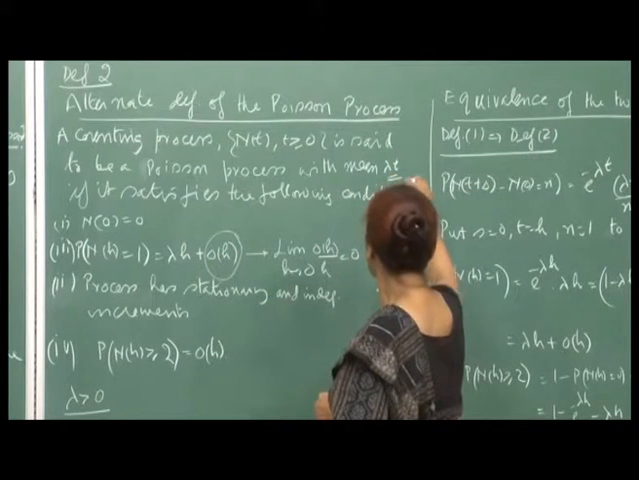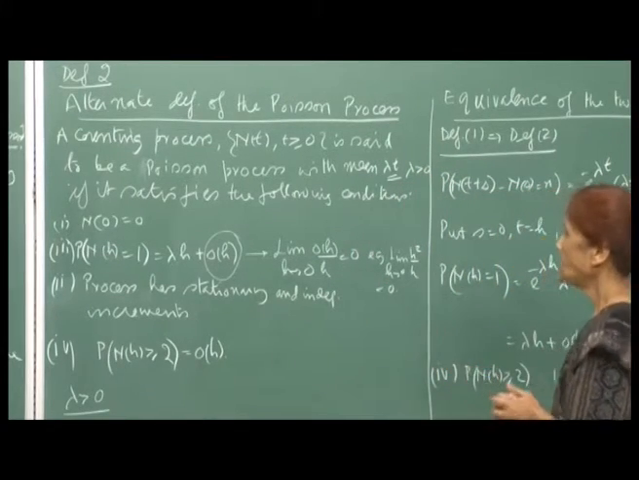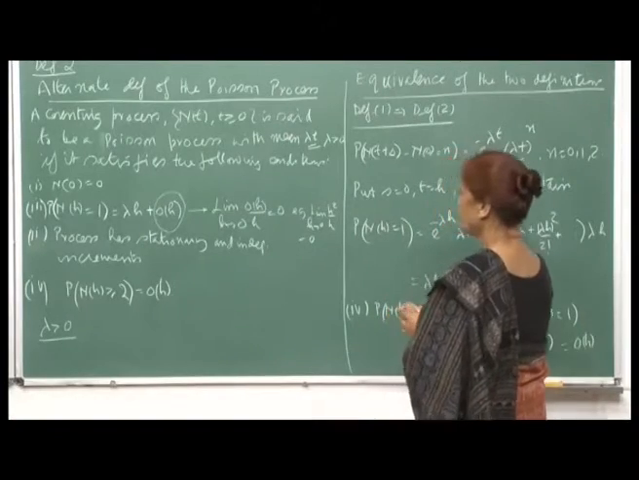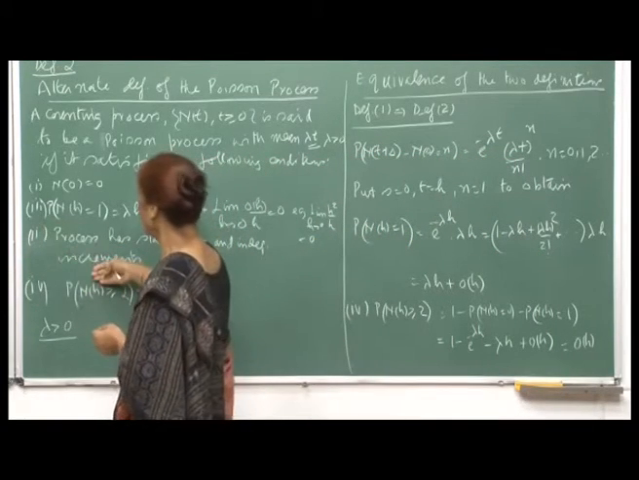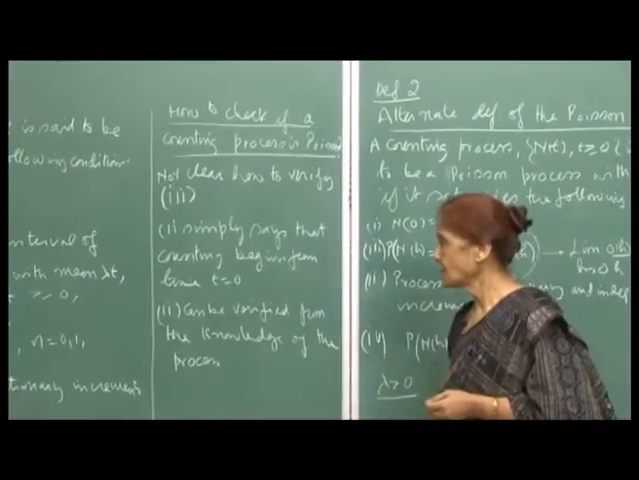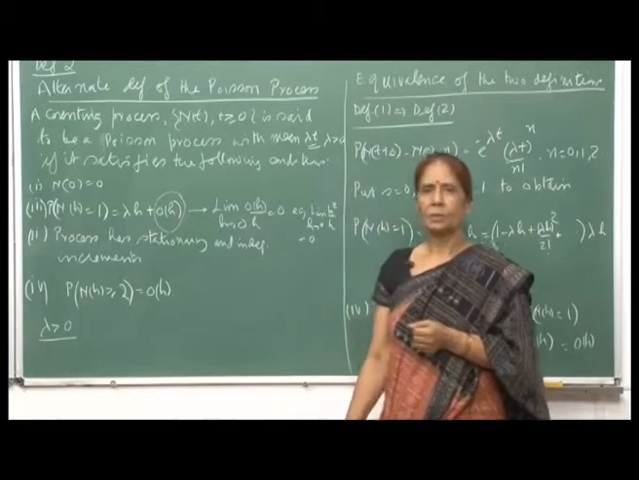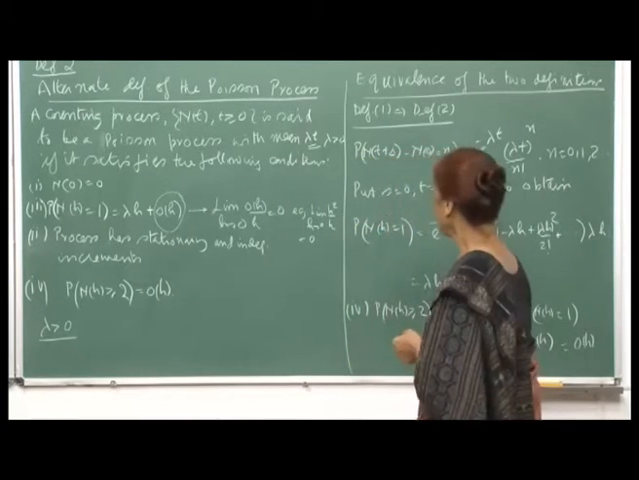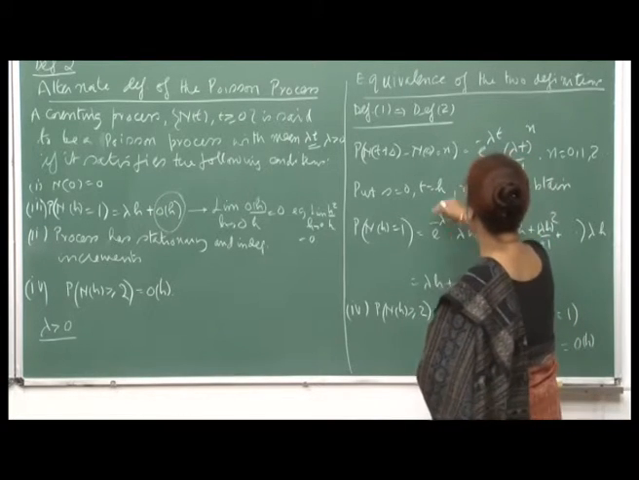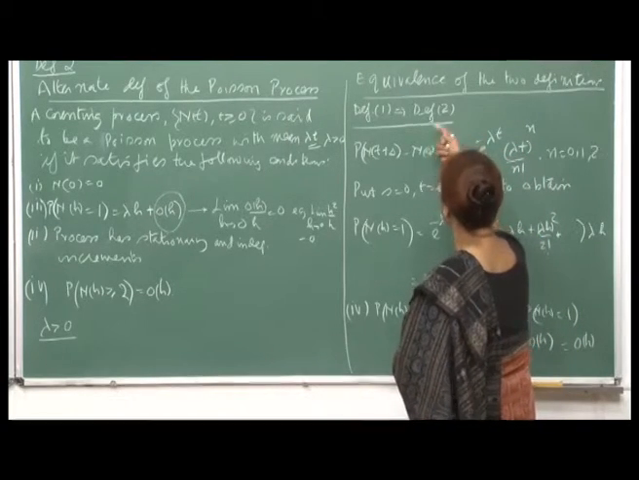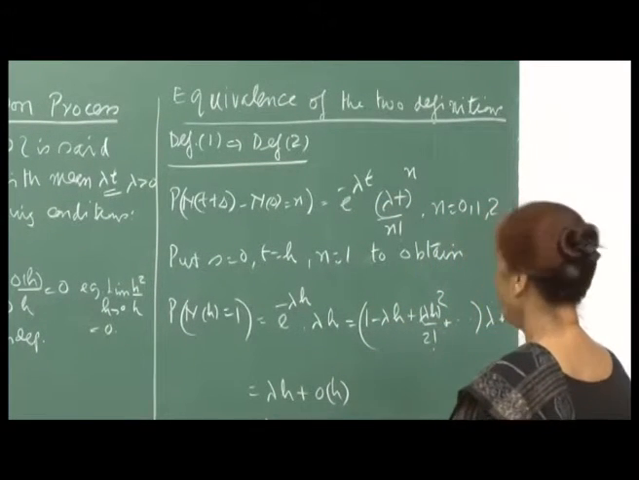When I say this, that means it is understood that lambda is greater than 0 here. So, this is the alternate definition, and let us now see that it also describes a Poisson process. We should be able to show that the two definitions are equivalent. I will do it both ways. I will first show that definition 1 implies definition 2, and then show you that definition 2 implies definition 1, and this is very interesting and nice, simple.